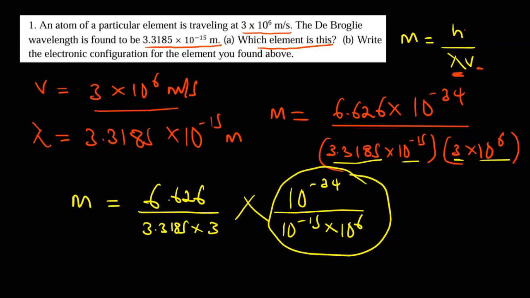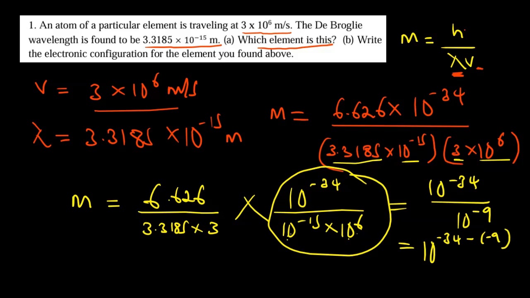We know that if the bases are the same and these things are multiplying, we just add the powers. So below we're going to have, on top, 10 to the power minus 34 divided by, here we just add the powers, so minus 15 plus 6, we get 10 to the power minus 9. And then it will be 10 to the power minus 34 minus minus 9, because we are dividing these two. So what is minus 34 plus 9? Minus multiplied by minus is positive, so that gives me 10 to the power minus 25.